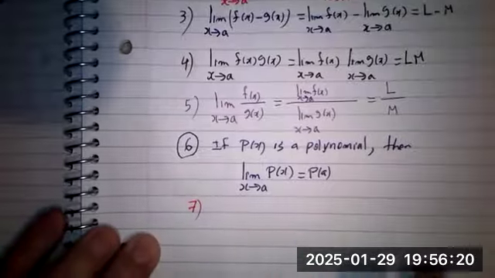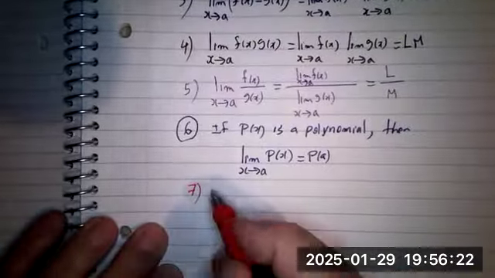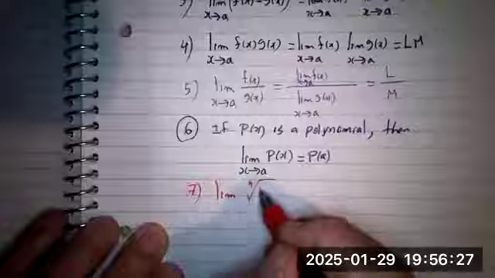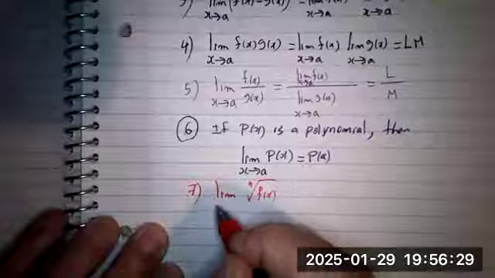Number 7, how about a radical function? How about the limit of the nth root of f of x when x goes to a?